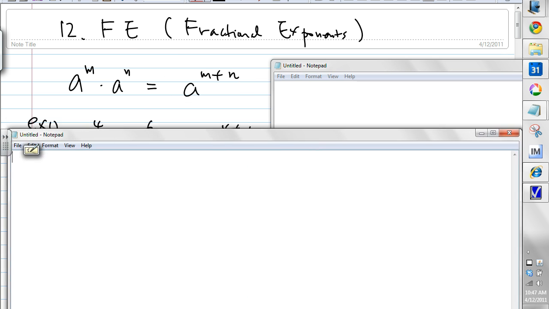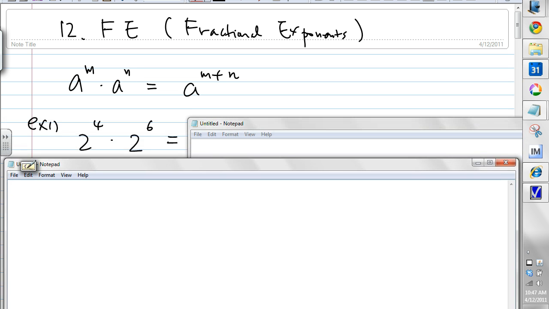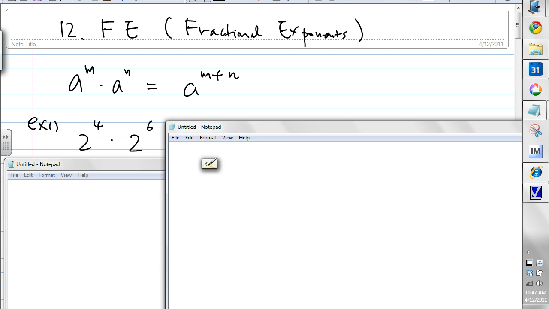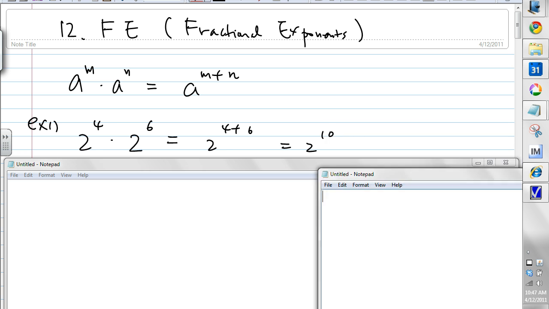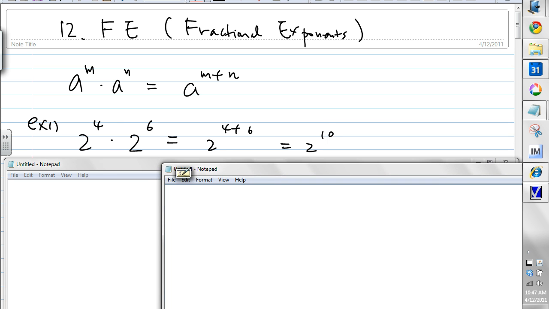So if I have something like, for example, 2 to the 4th times 2 to the 6th, you should all know how to do this. Jetty, what's the answer for this? We get 2 to the 10th. Yeah, you don't multiply, you add. You guys remember this? So I want you to keep that in mind as we talk about fractional exponents, okay?